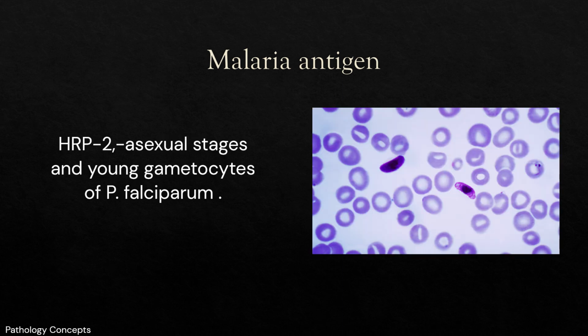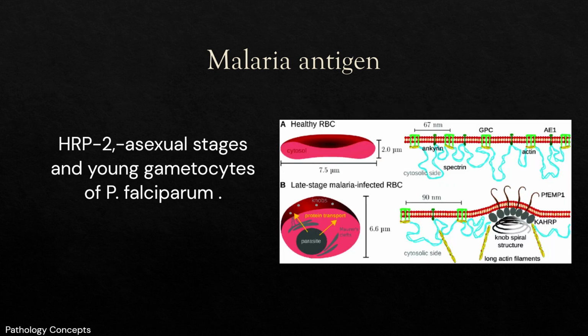HRP2 is a water-soluble protein produced by asexual stages and young gametocytes of P. falciparum. It is expressed on the RBC membrane surface, and because of its abundance in P. falciparum, it was the first antigen to be used to develop an RDT for its detection.